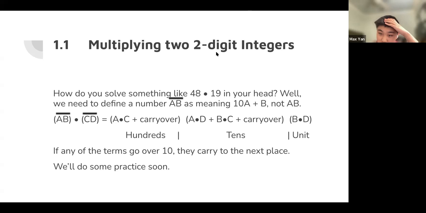So how do you multiply two two-digit integers, like 48 times 19? Let's first define AB with a bar as meaning 10A plus B, where A is in the tens place and B is in the units place. AB times CD: first we start from the right and move to the left. So B times D goes into the units place, A times D plus B times C goes into the tens, and A times C goes into the hundreds. Make sure to carry over.